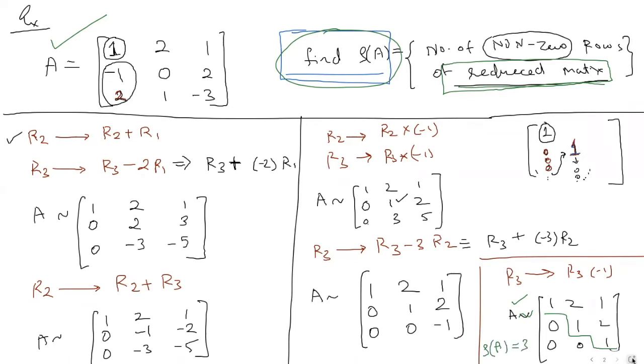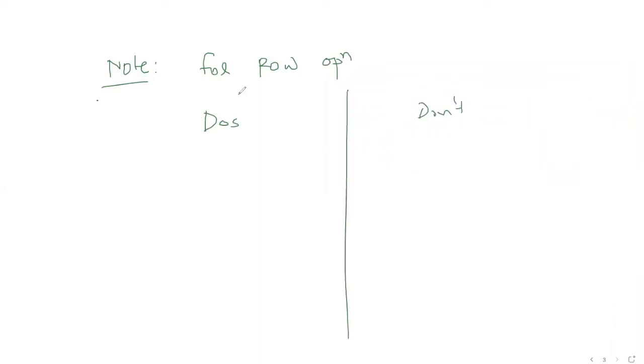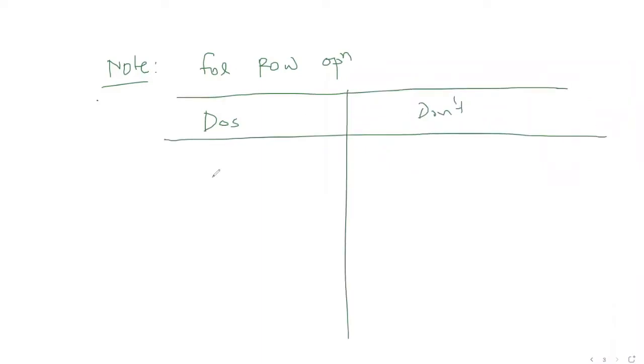Now, while performing this operation, I just want to write down one last point here. Note for row operations. This is very important. Do's and don'ts of row operations. Let me write down what you can do and what you can't do. Can you multiply any row by some number, let's say minus 2? Yes, you can.